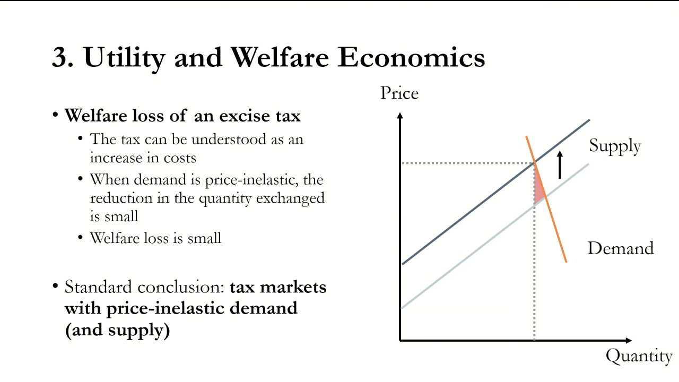This leads to the standard conclusion in optimal tax theory, right? The standard conclusion is that you should tax markets where the demand is inelastic, and the same goes for supply. Right? We could expand on this, but this is not really important now.